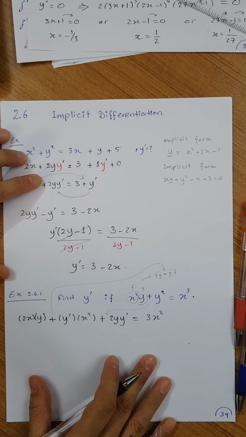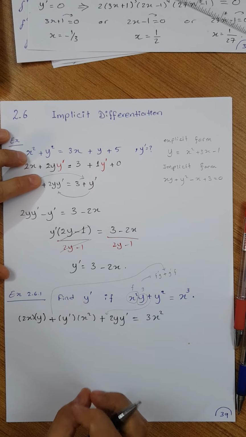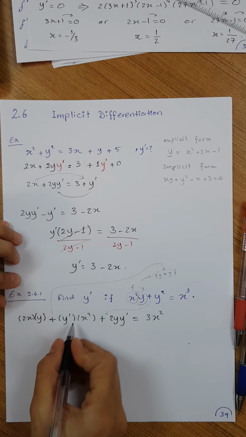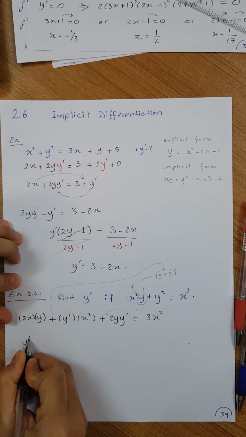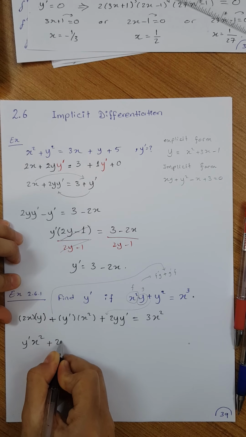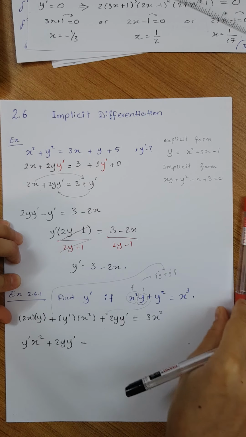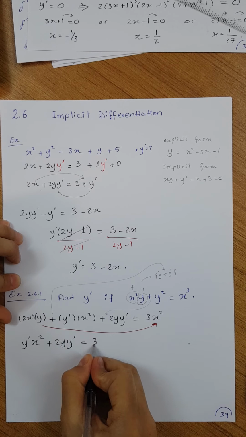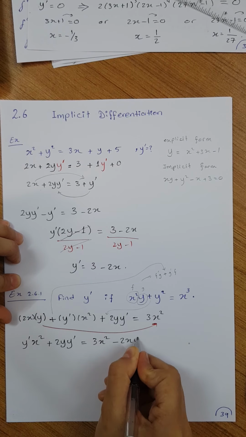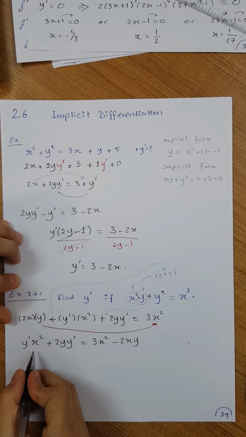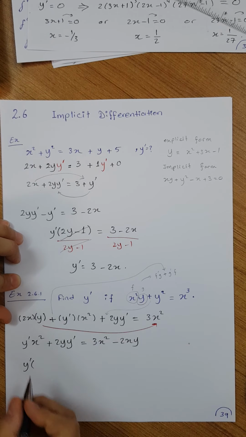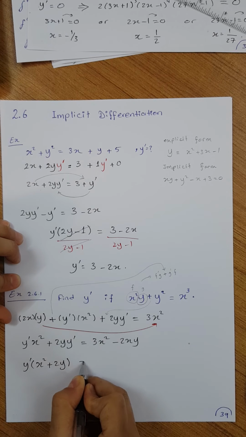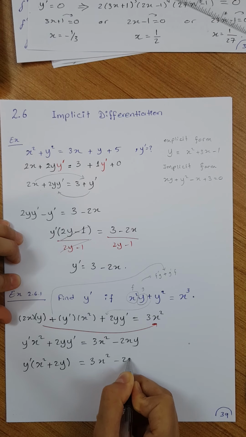That's the differentiation. It's required from us to find y prime. So we are putting all the y prime terms on one side and all of the other stuff on the other side. Now, this one contains y prime, so I will leave it here, y prime x squared, plus 2y y prime is equal to, I'm taking this one to the other side, 3x squared minus 2xy. Now, y prime is a common factor between this and that, so x squared plus 2y remains here, and that is equal to 3x squared minus 2xy.